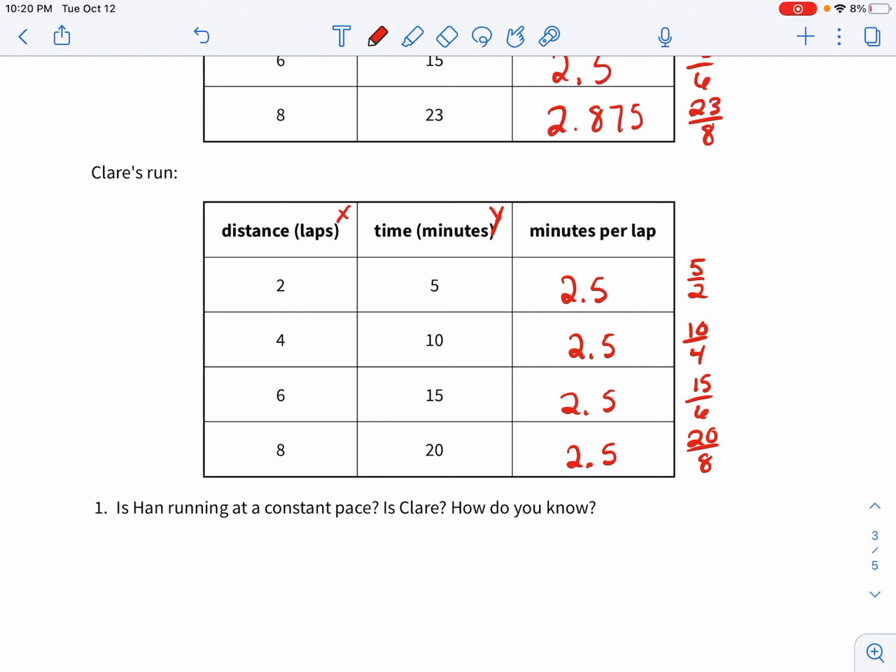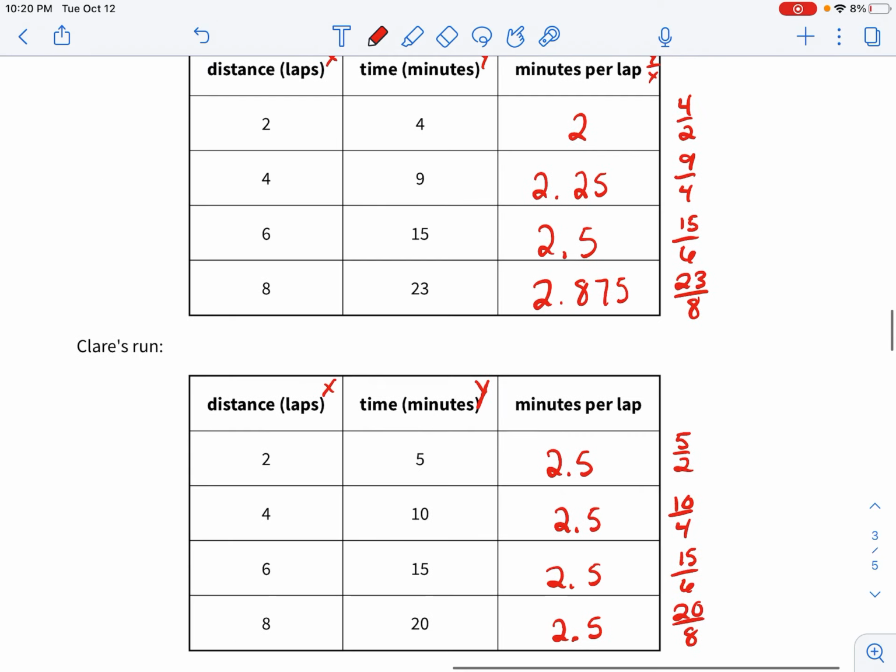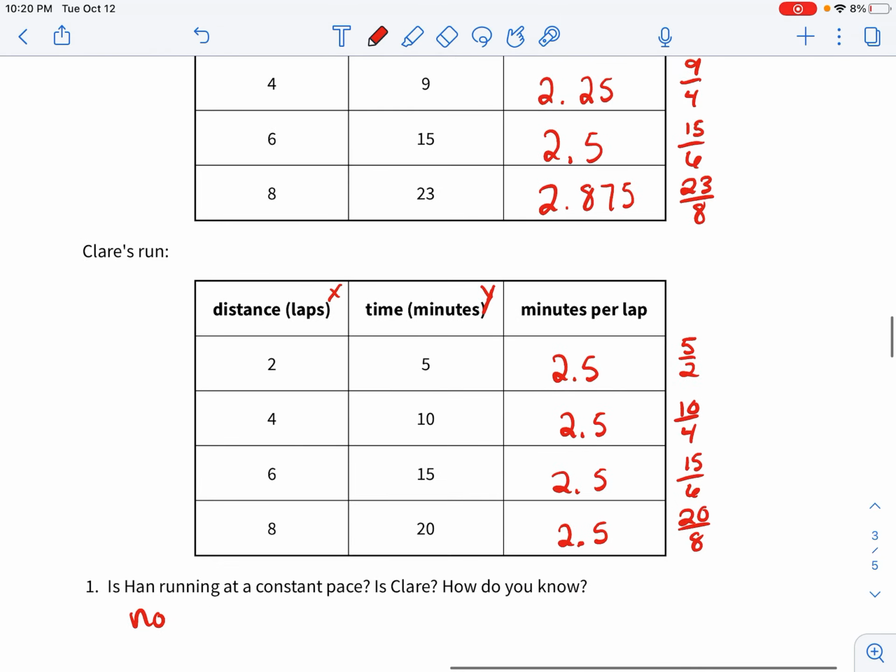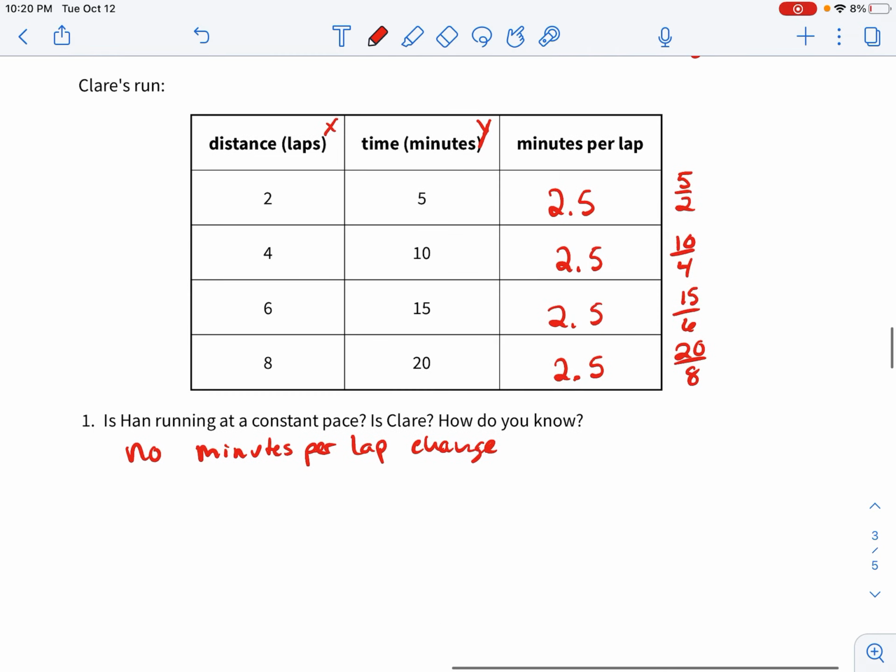Okay, and so that just answers this one. Is Han running at a constant pace? No. His minutes per lap changes based on the number of laps he's taking. Is Claire's? Yes. Hers is, because she has a constant speed no matter how many laps she runs.